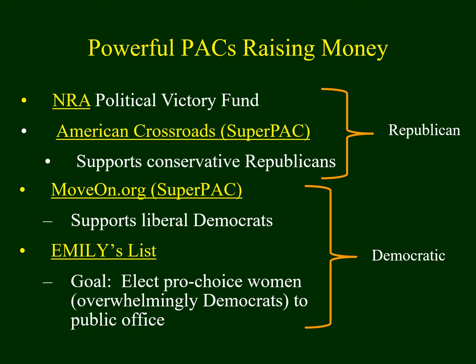As you may or may not have recognized, I focused on the NRA and American Crossroads because they support Republican candidates, whereas MoveOn.org and Emily's List focus on supporting Democrats. So, two Democratic-leaning organizations and two Republican-leaning organizations.